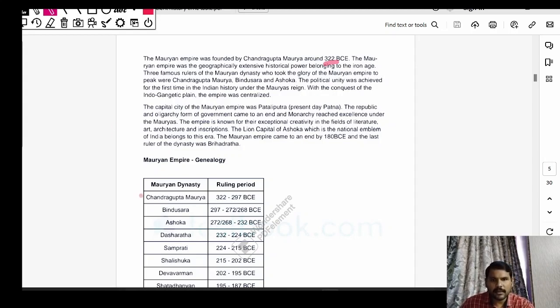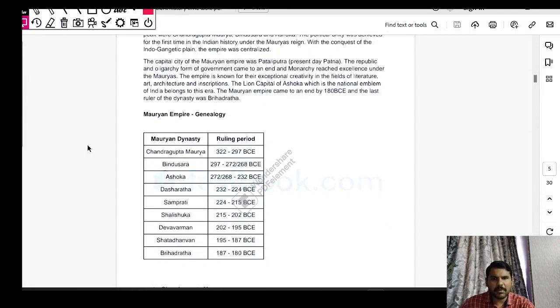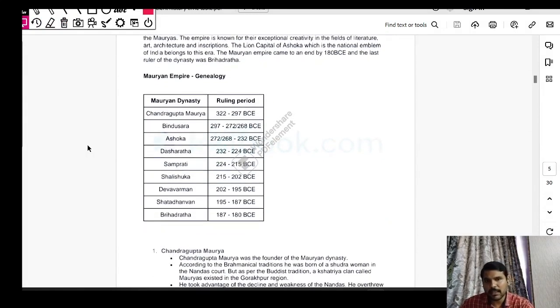And this is the genealogy. Chandragupta Maurya from 322, that is important. He is followed by Bindusara, followed by Ashoka and Dasharatha, Samprati, and others later, which is not very important from the exam point of view. So till at least Samprati, if you remember, that is important. And the last important one is Brihadratha, in 180 BCE. Remember, this is before the Common Era.